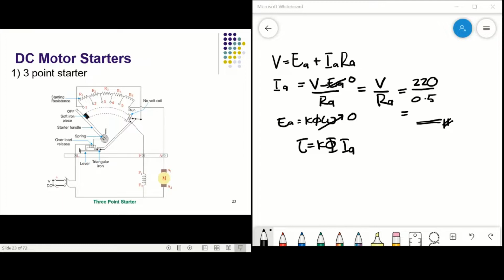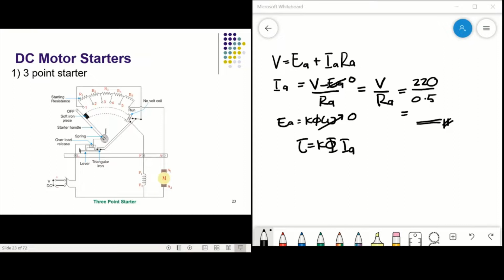It can be seen that when the arm is moved from position 1 to the last position, the starter resistance gets added in series with the field winding as well. But as the value of starter resistance is very small compared to the shunt resistance, the decrease in shunt field current may be negligible.